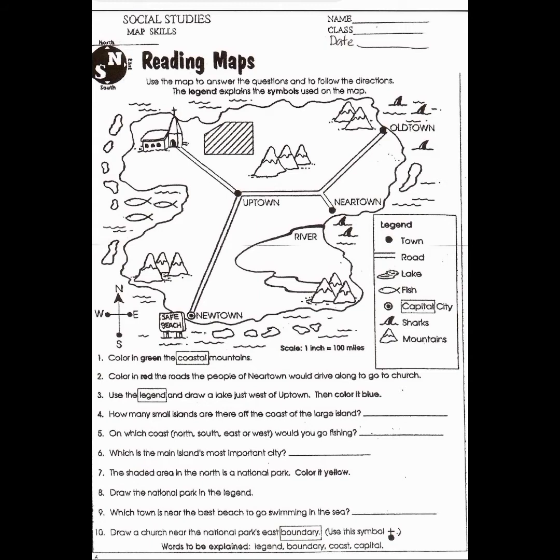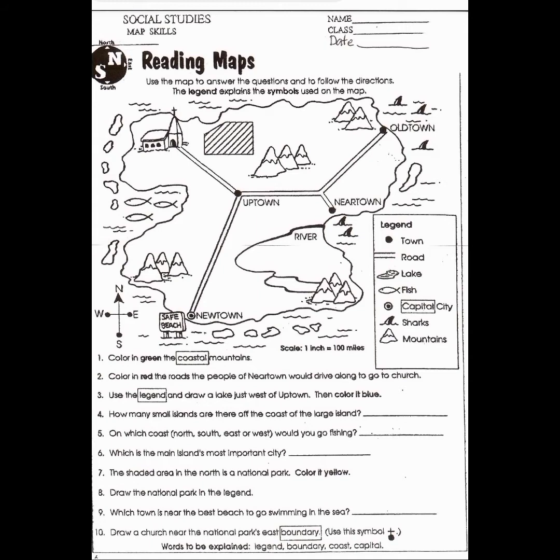So a legend is basically all the information inside that box there. If you look on the right hand side of the picture, it says legend, and then it's got all the information that we're going to use to answer the questions. It's got town, road, lakes, fish, capital city, sharks, and mountains. So the legend is giving us the information to answer this question.